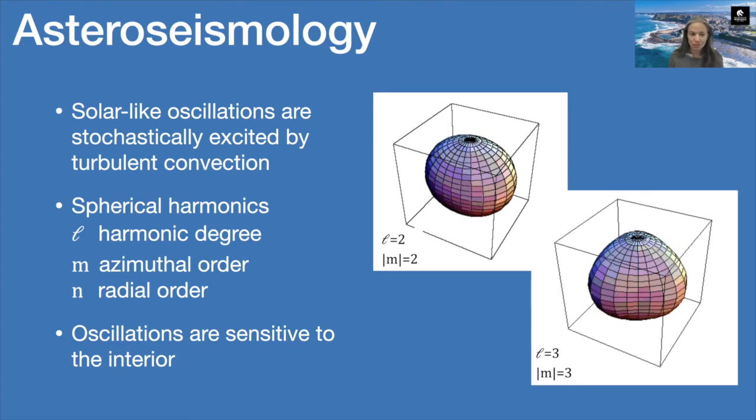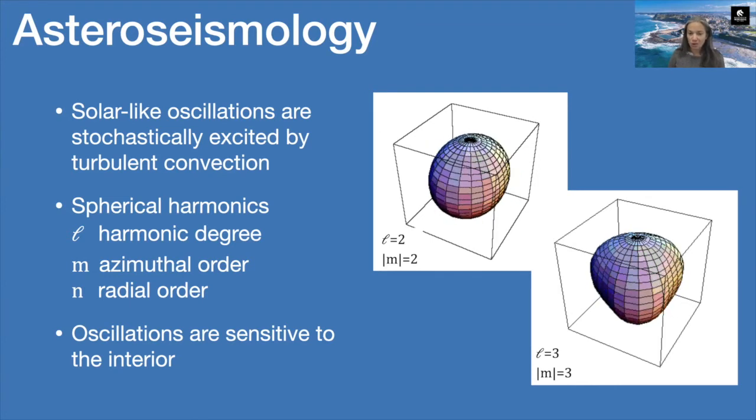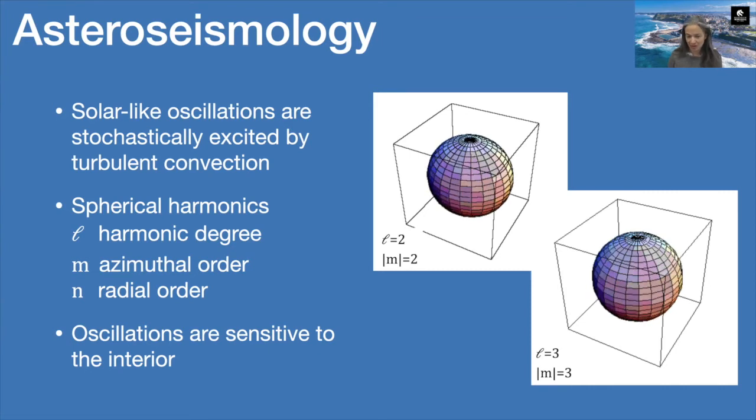And these oscillation modes can be represented by their harmonic degree L, their azimuthal order M, and their radial order N. And these will come up again in this talk. These oscillations are sensitive to the interior structure and dynamics of the stars.